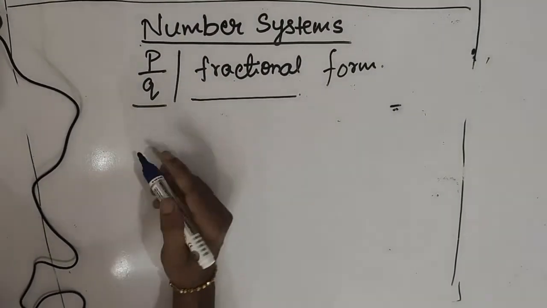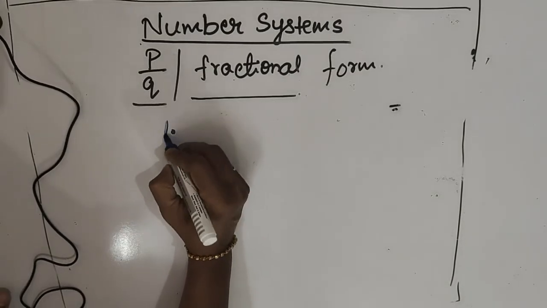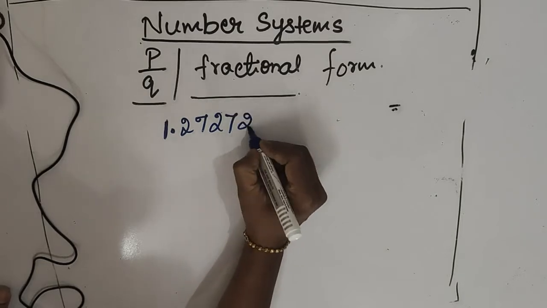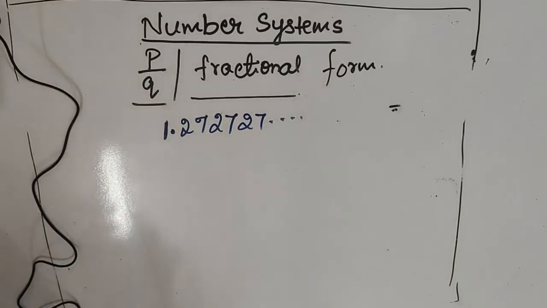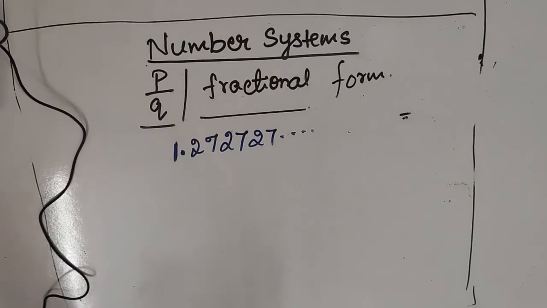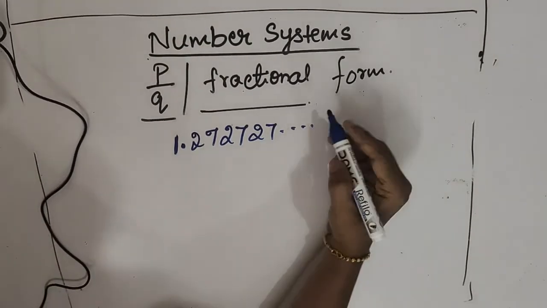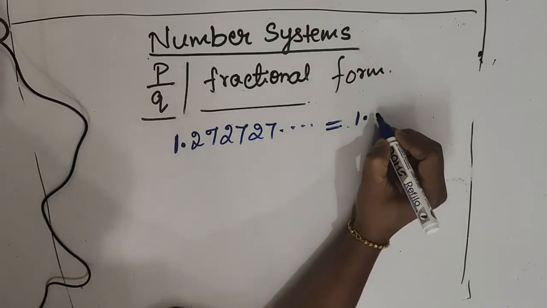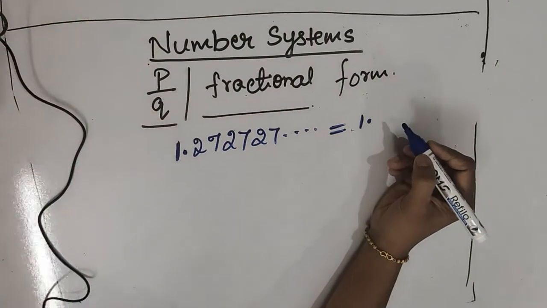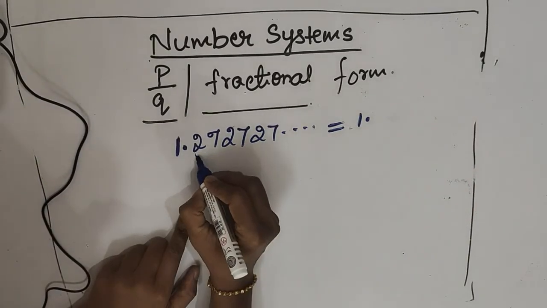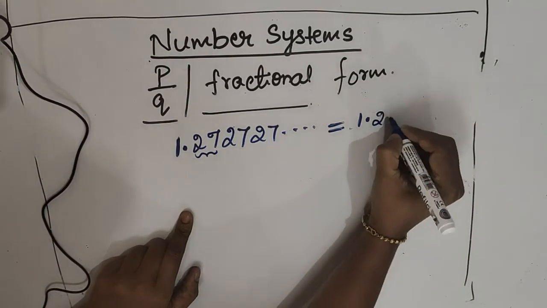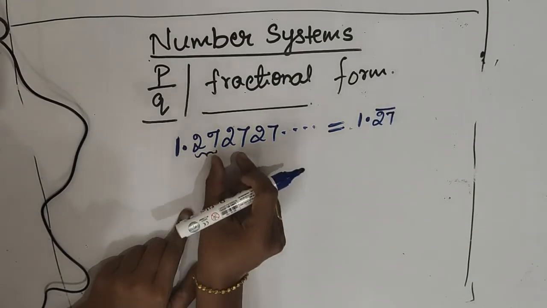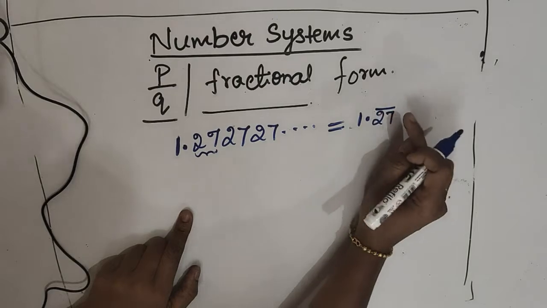Show that 1.272727 so on. Write in the p by q form or fractional form. So as I said, how can I write the short way? Which number is repeating? Here the repeating number is 27. So upon 27 you have to put a bar, not for 7 or for 2 alone. Both the numbers are repeating, so 27, 27, 27. So upon 27 you have to put the bar.